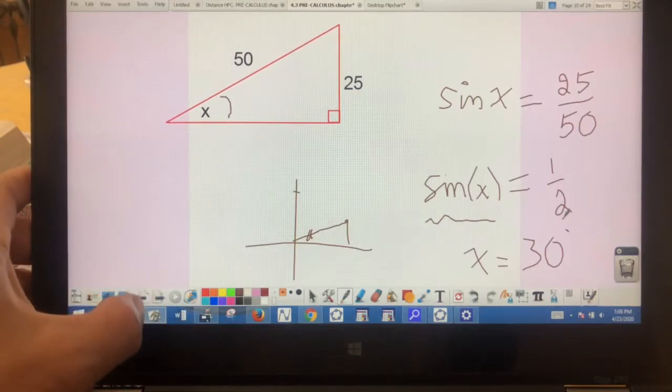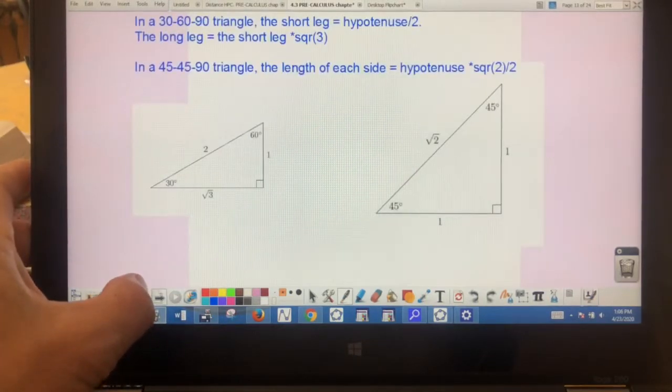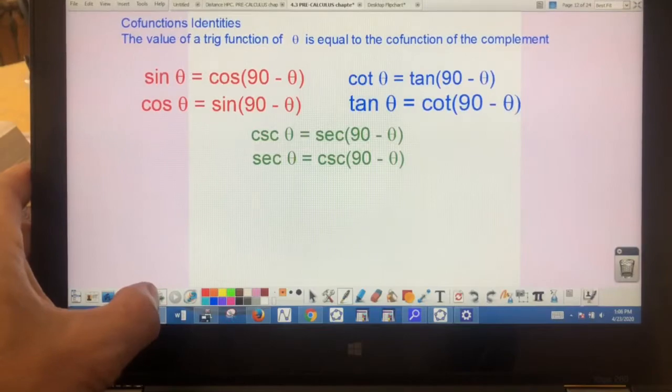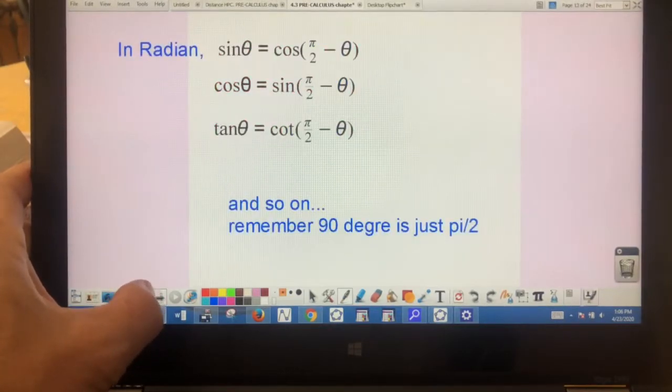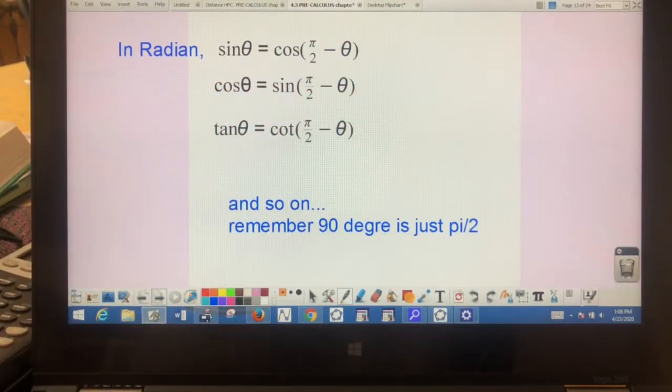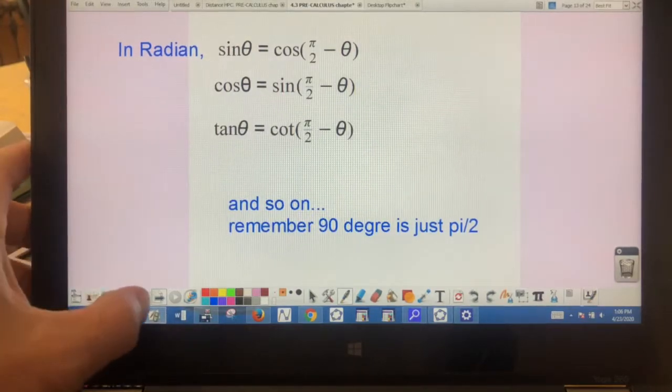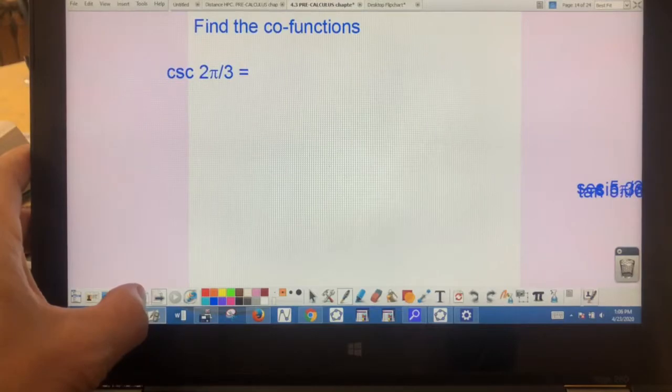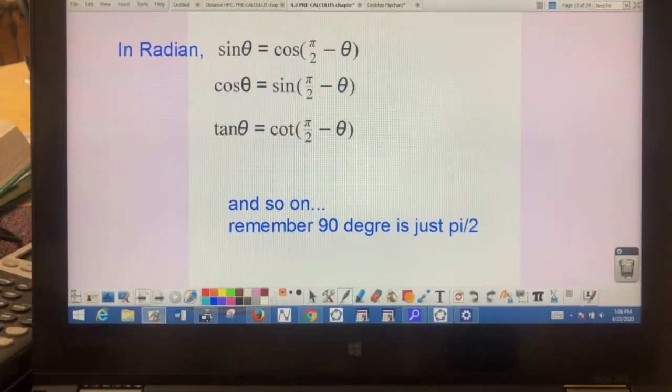Okay, so let's see, we're at 7 minutes. I'm going to skip these here. I can come back. We talked about that page. All right. That's for the radian. Okay, I can show you the radian here.